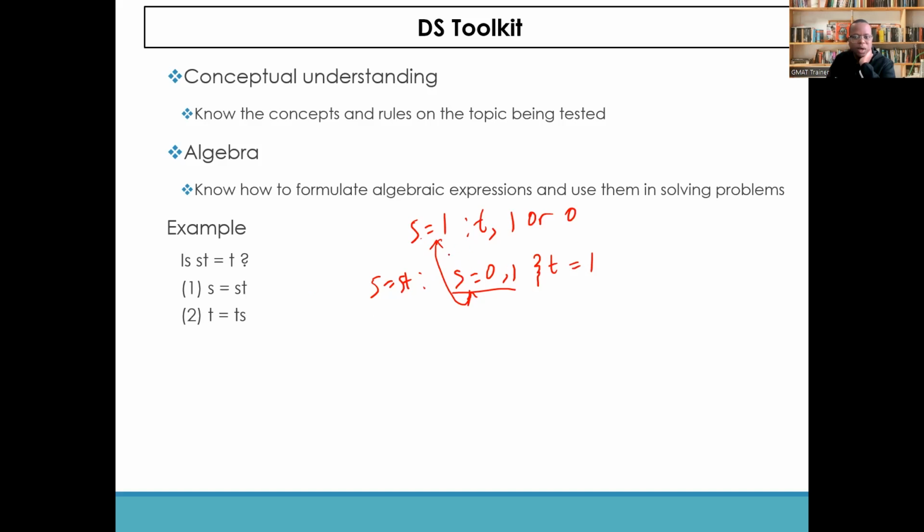So S has to be only one given value. It has to be only 1. It can't be equal to 0. This in itself is not sufficient. And then the second statement, T is equal to TS.